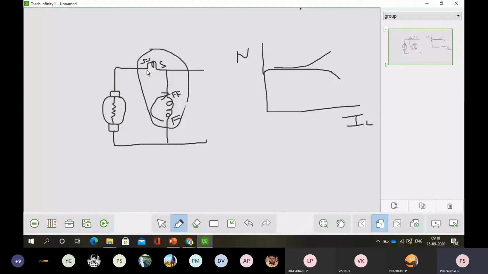But cumulatively compounded means this field is supporting the other field, so the power is shared between them. That is why it is able to maintain some constant torque, constant for some region. Knowing this much about the differentially compounded motor is enough.